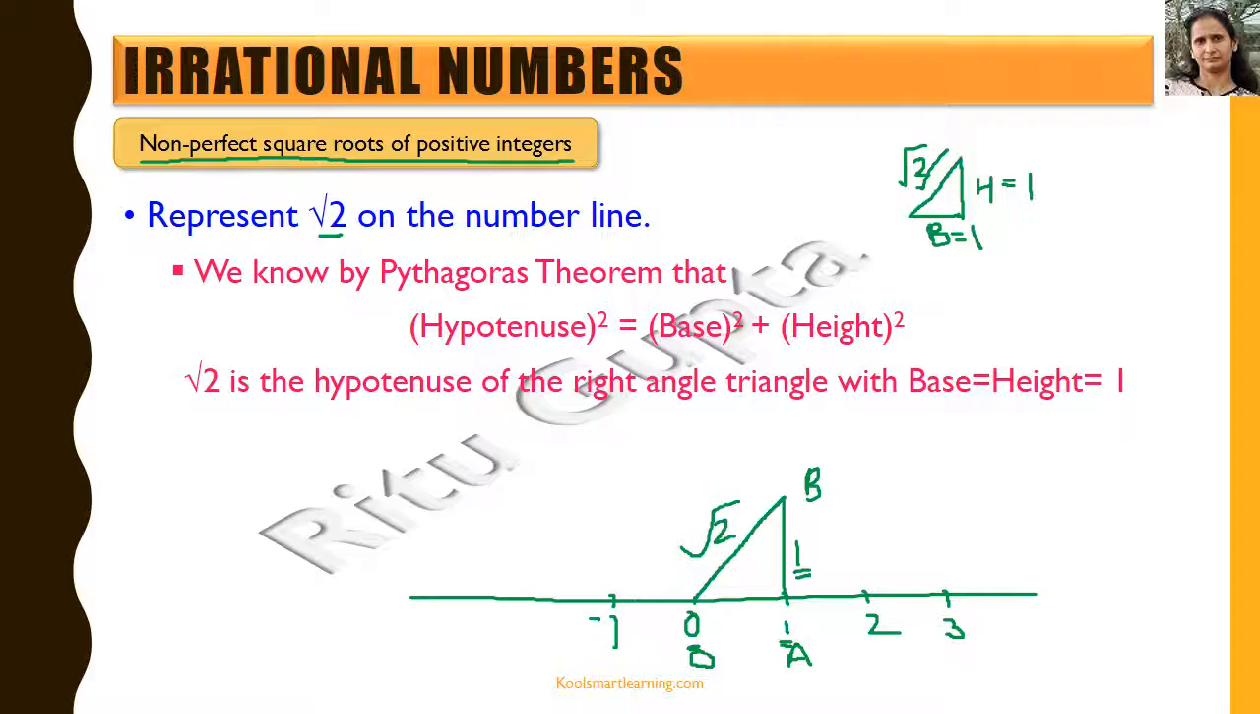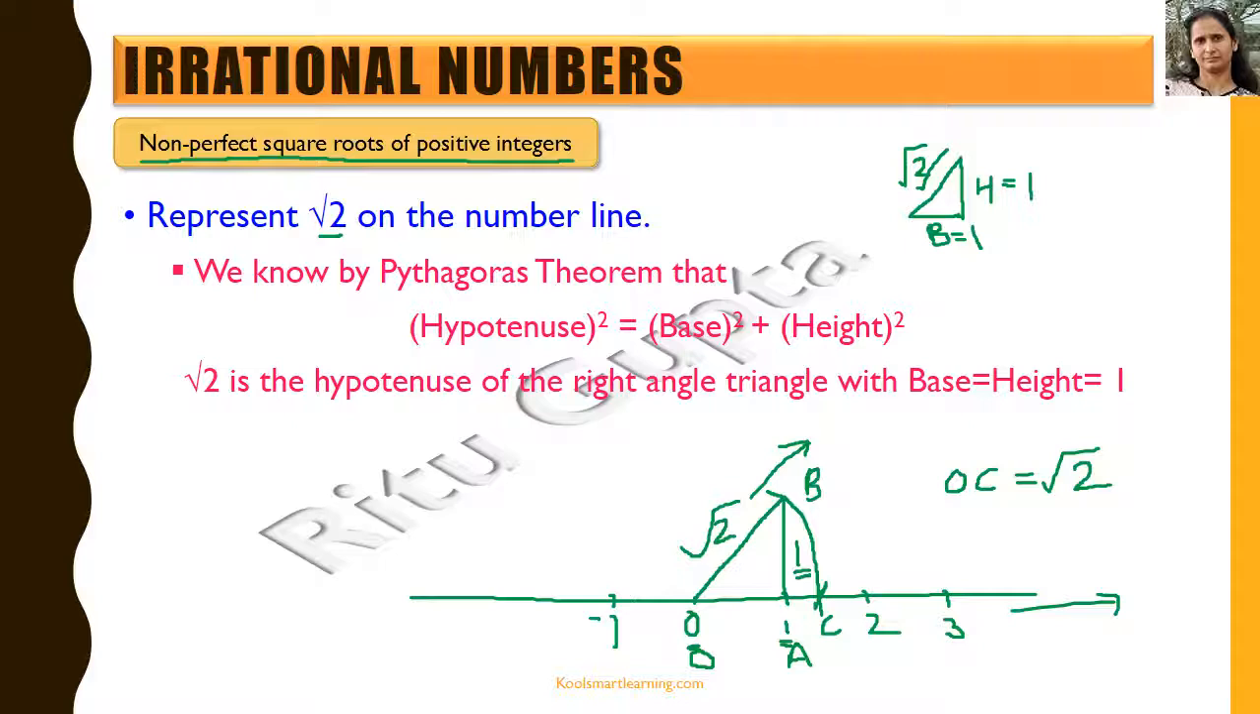Now we can say that this is not showing it on the number line because the number line is this horizontal line, but we are showing it at a tilt. So what we do is we take O as the center and OB as the radius, because we know OB is equal to root 2, and then we draw an arc like this. So this point where it cuts, we'll name it C, the point is such that OC is equal to root 2. So we've represented root 2 on the number line.